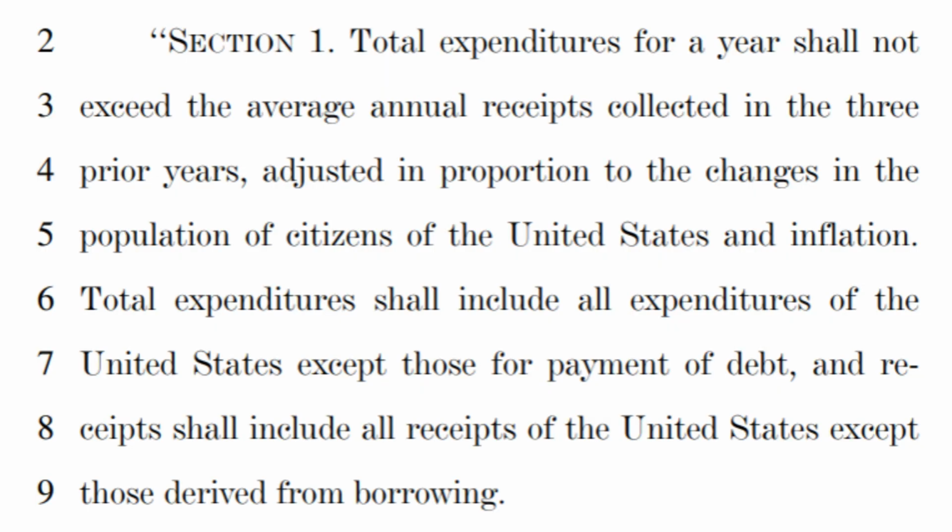All right, next sentence, still part of section 1. Total expenditures shall include all expenditures of the United States except those for payment of debt, and receipts shall include all receipts of the United States except those derived from borrowing. All right, that makes sense. You want to count all the government spending. It does not count those for payment of debt.